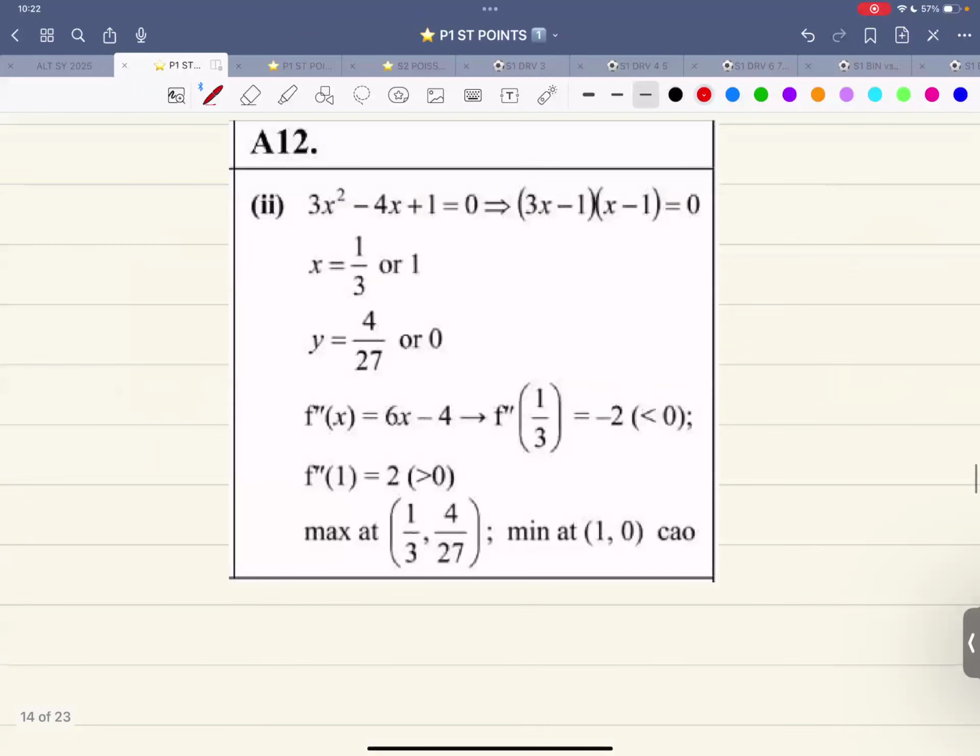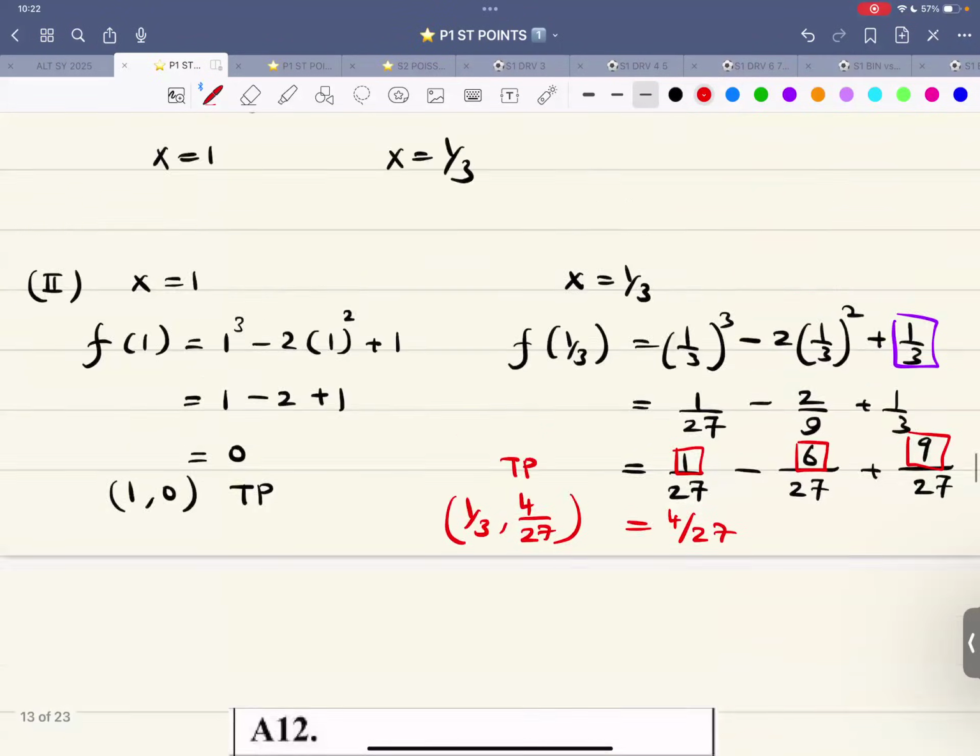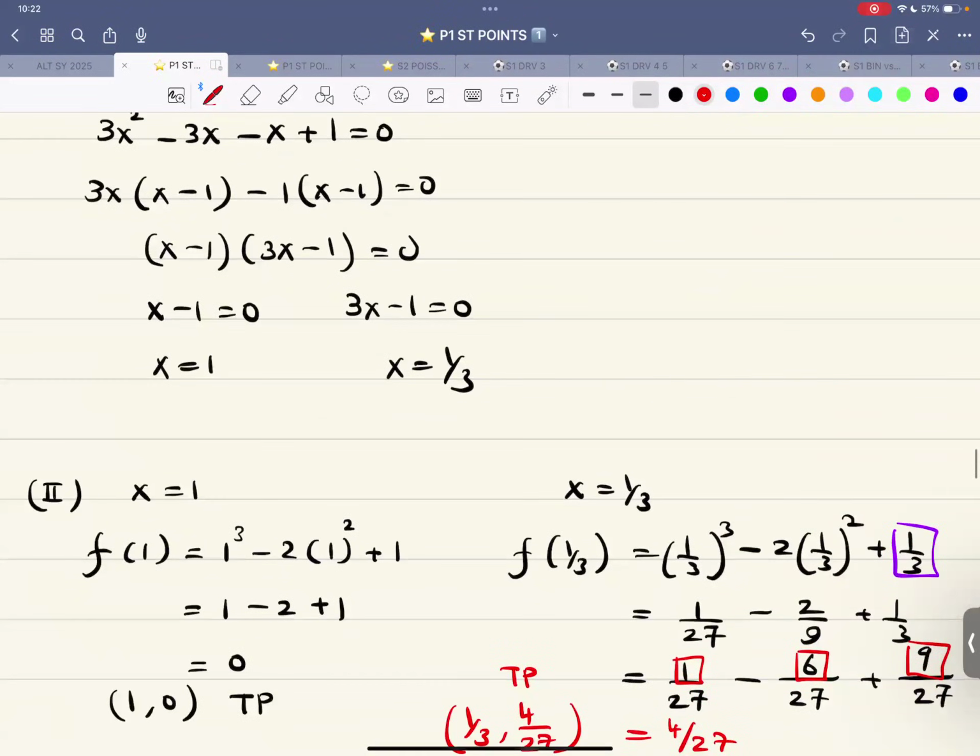Let's double check. X is 1/3 or 1. Y is 4 over 27 or 0. So basically, this is 1, 0. That's one thing. And this is 1/3, 4 over 27. That is the other thing. So this is all good. Now let's talk about the nature.